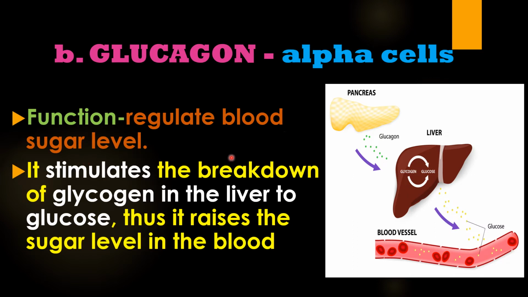How will it regulate? It stimulates the breakdown of glycogen in the liver to glucose. Here you know that the storage form of glucose in animals is glycogen. Where will it be stored? This glycogen is stored in the liver. Then if there is any deficiency of glucose in the blood, glucagon stimulates the breakdown of glycogen in the liver to glucose, thus raising the sugar level in the blood.